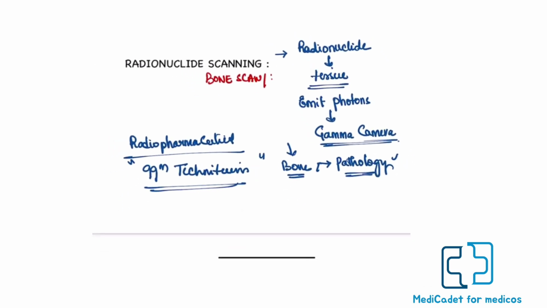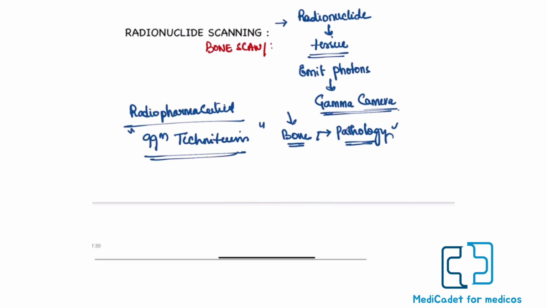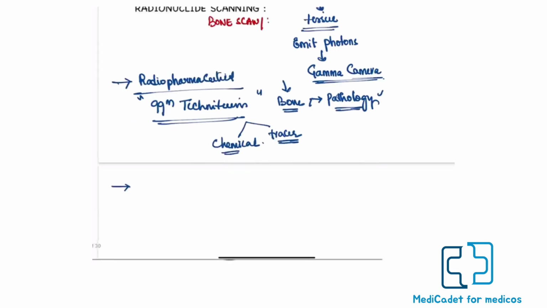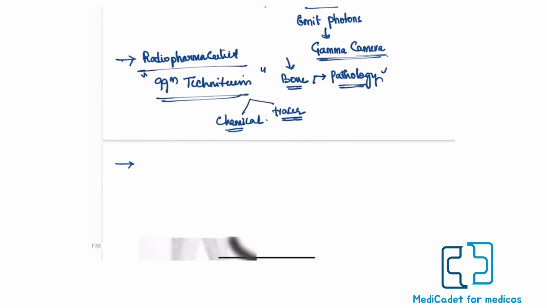So this is taken up by the tissues, and then they emit certain photons which are captured by your gamma camera. So this has two ingredients. One is chemical which is taking up, and then you have your tracer, right, that will emit the photons. These are two important ingredients present in this technetium, and this technetium is injected IV, and then there are two phases which you subject the patient to. One is called the perfusion phase, and the second one is called your delayed phase.